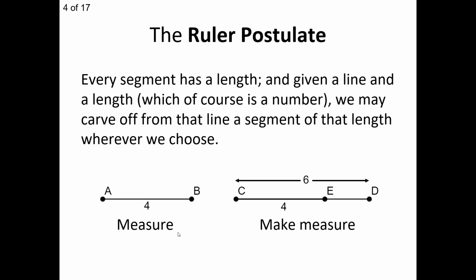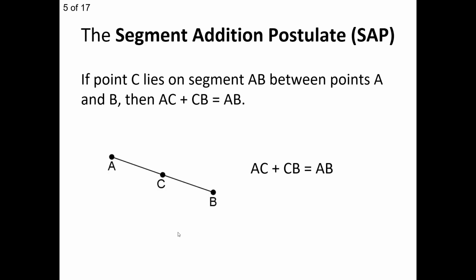All right. So let's say I wanted to measure out my segment AB. I know it has a measure, say it has length of 4. And then over here, let's say that I had this length of 6. I started with the length of CD. Well, I can cut out a measure of length 4. I know that there must be a length 4, so I can place a point E such that from C to E, there's a length of 4 there. So I'm making measure there. That's another way that we can use the ruler postulate.